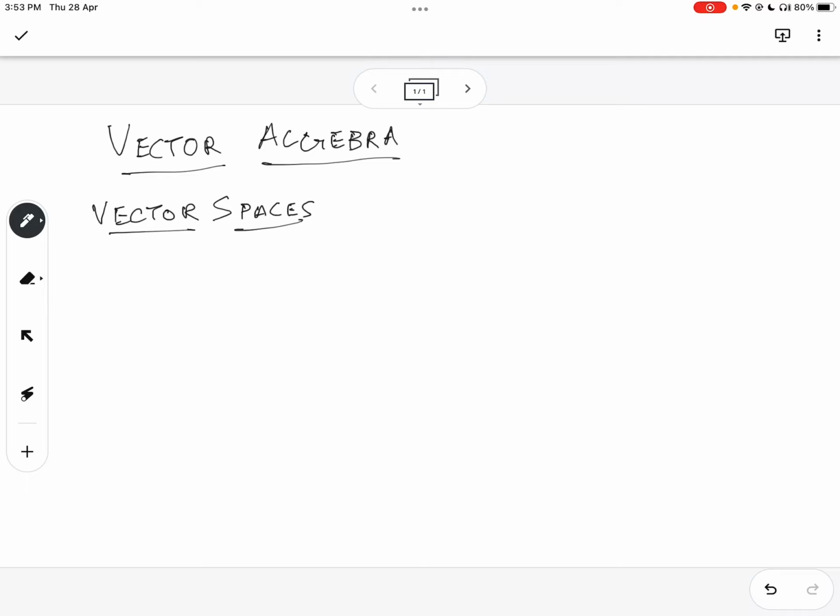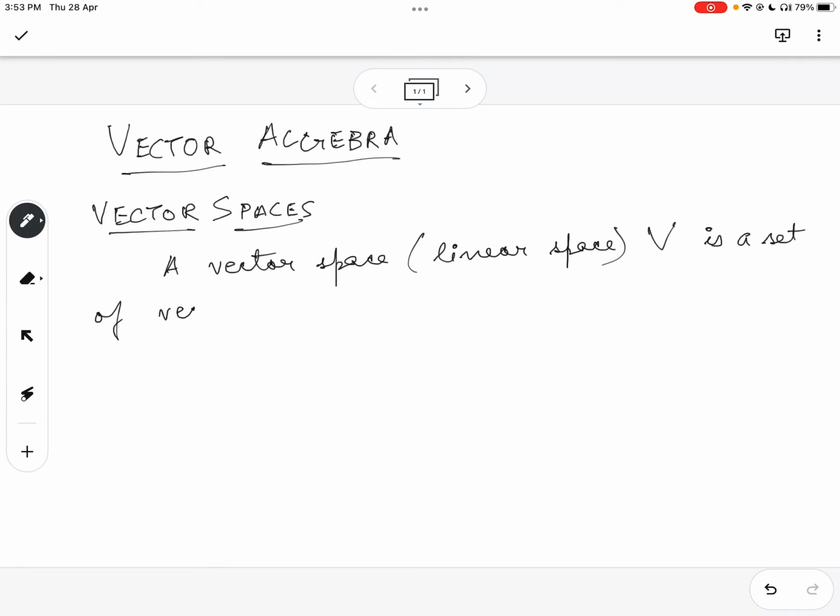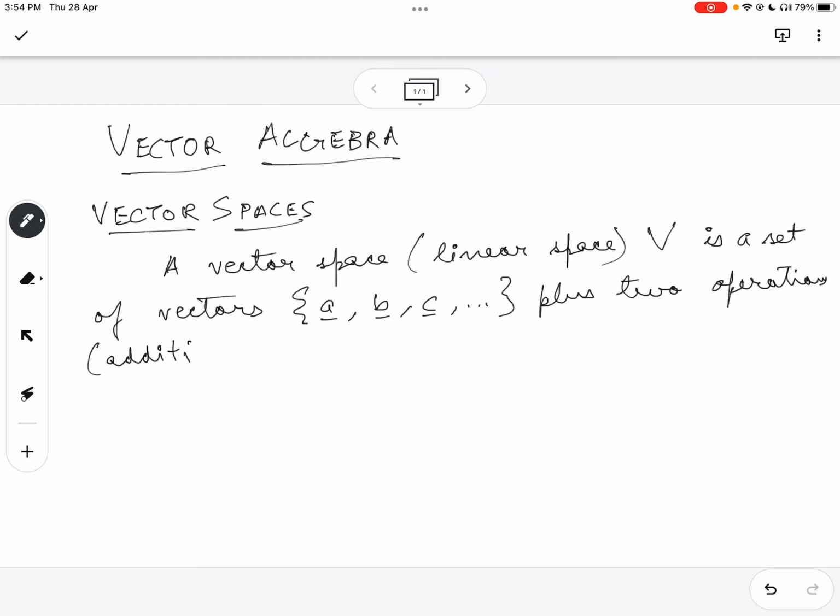So a vector space or a linear space V, capital V, is a set of vectors, say A, B, C, and so on, plus two operations which are addition and scalar multiplication, such that the following properties hold.